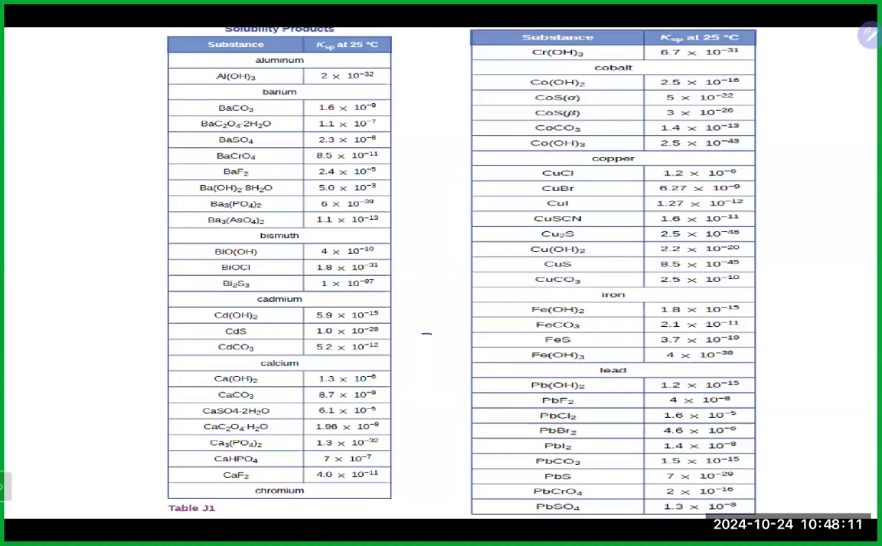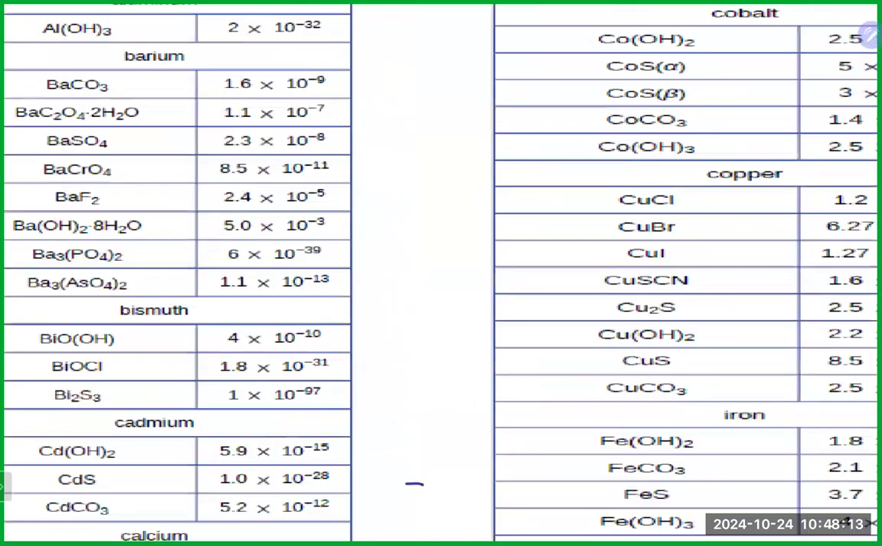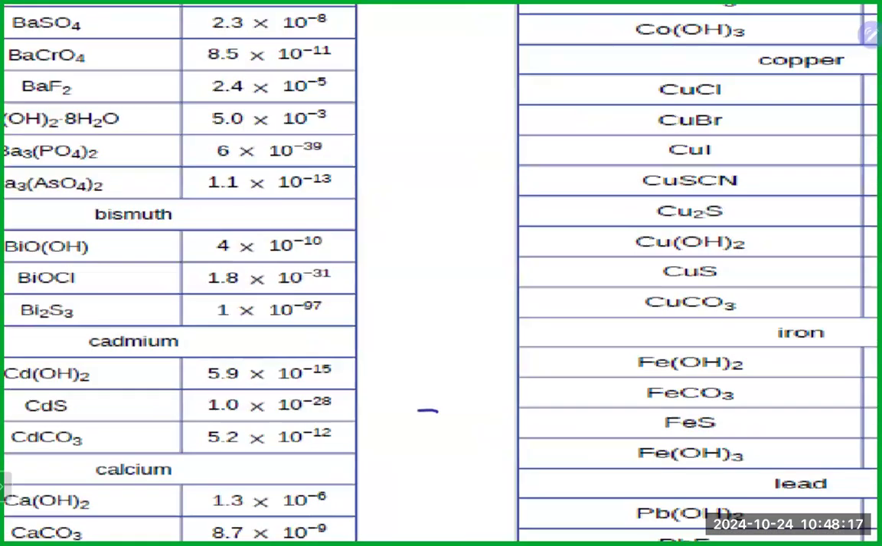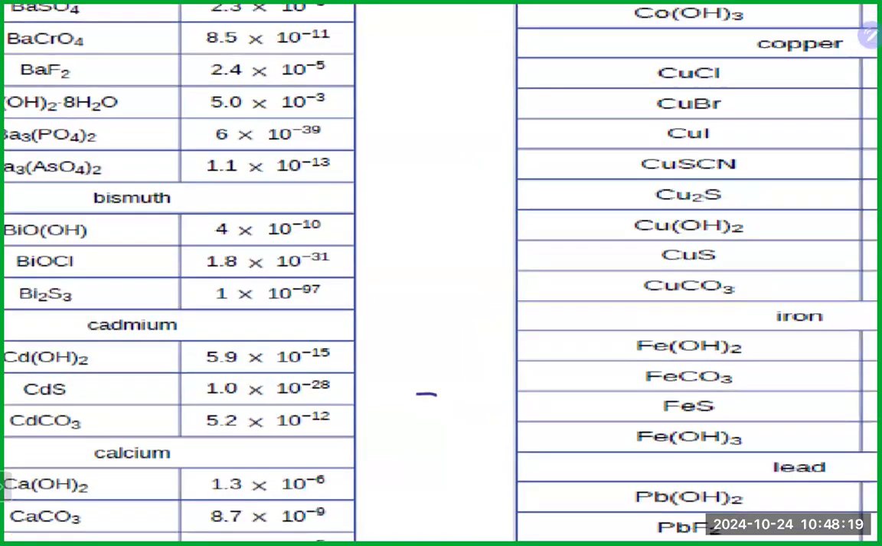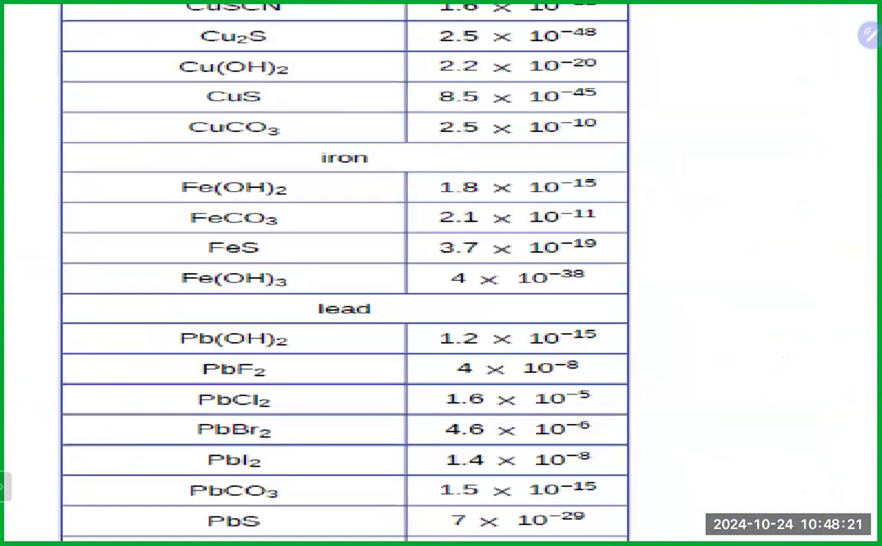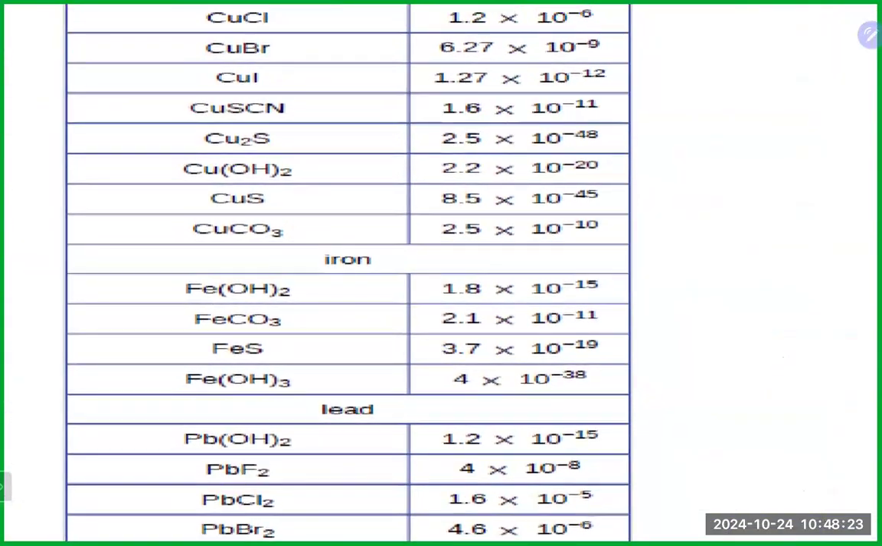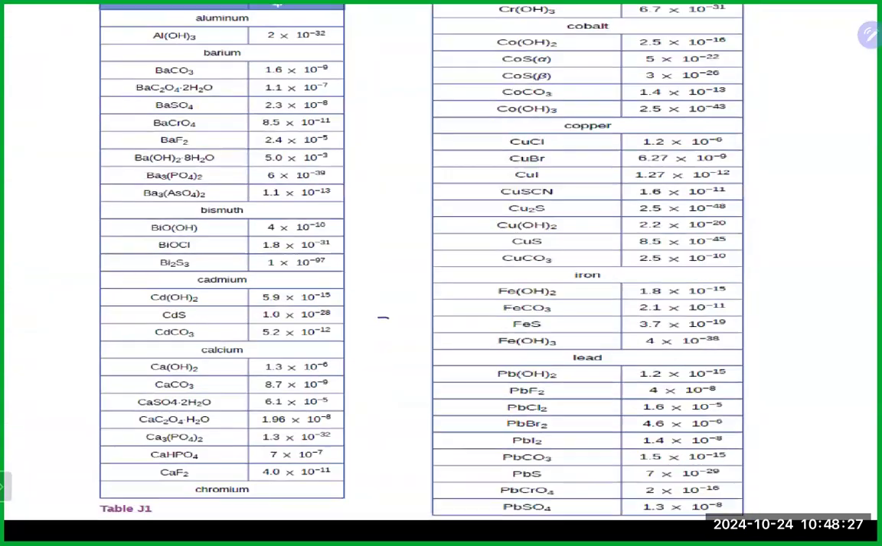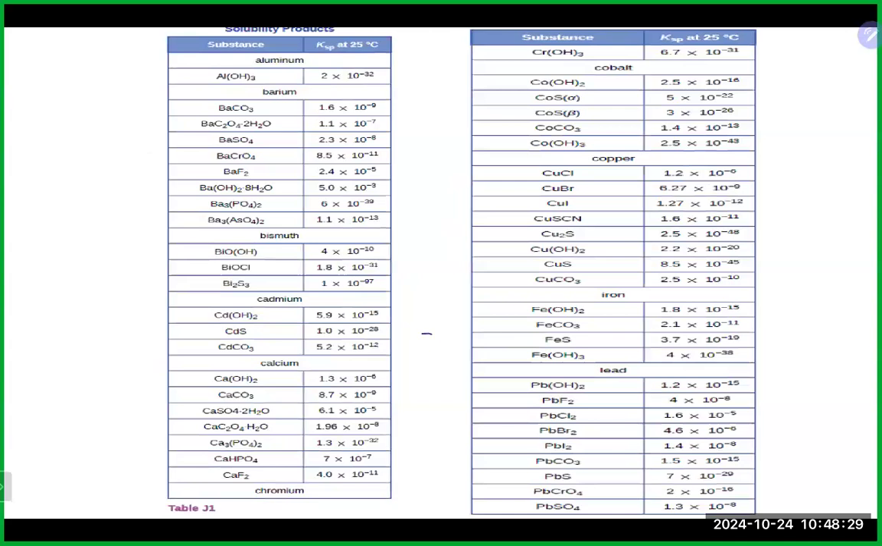And that is typically what we see here. If you take a look at this, they are really small values. Some of them, or a good majority of them, are like 10 to the minus 39, minus 28, minus 11, minus 15, and there are some pretty big ones, minus 48, minus 40 something. So typically speaking, when you look at a Ksp value, it is a really, really small value.